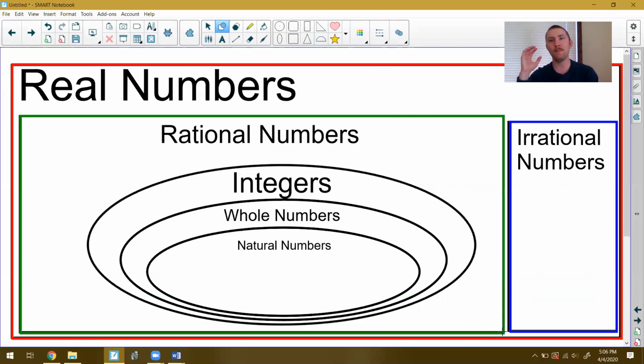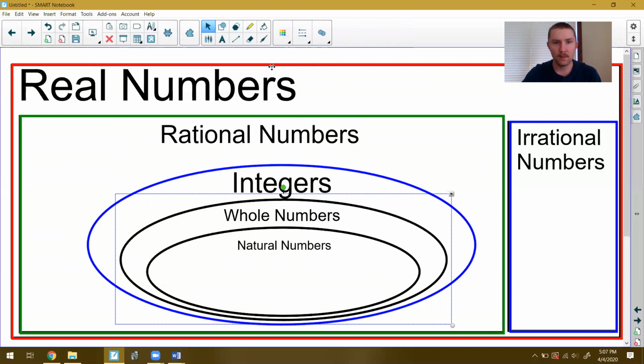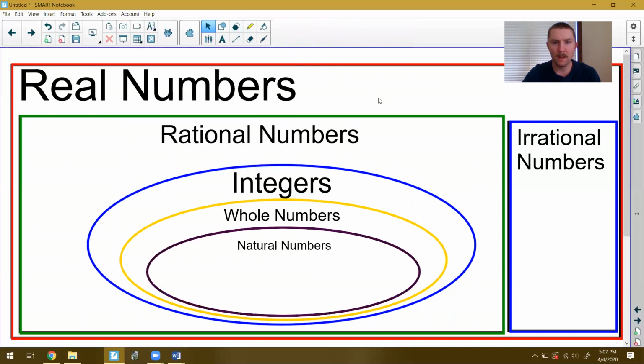Irrational versus rational: that's the difference between can we make it a fraction or can we not. If we can make it a fraction, that's rational. If we can't, that's irrational. Within the rational numbers, then, there are three subcategories, the ones we talked about. We have integers, and that's all the ones that don't have decimal parts, so anything negative or positive, just no decimals. Whole numbers is just 0 and up, and then natural numbers is the smallest: 1, 2, 3, 4, 5, 6, and going on that way.